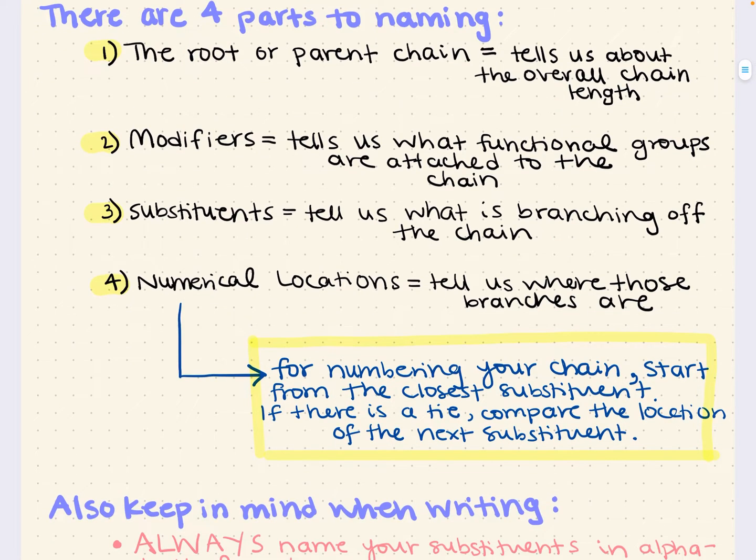And then the last part of naming is numbering locations, right? You have to tell people, all right, we know what our parent chain is, and we have substituents. Where is everything? Where are the locations? And we communicate that through numbering locations. This is going to tell us where those substituents or branches are on your parent chain. For numbering, you always start from the closest substituent. And if there's a tie, you compare locations of the next substituent. You want the first substituent to have the lowest number in terms of numbering your parent chain and the substituents. And we're going to get into that, so don't worry about that right now.